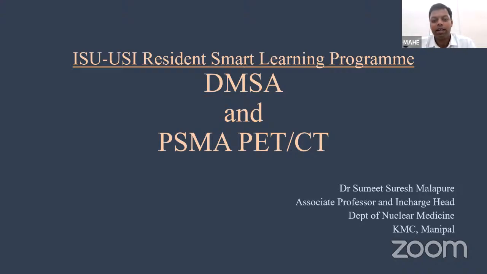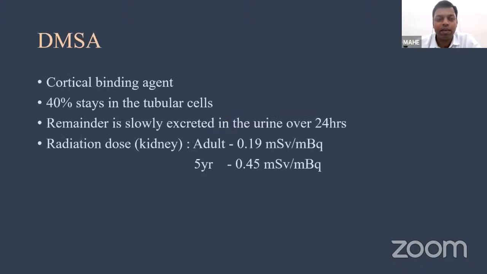So my topics are DMSA and PSMA PET-CT. The first is DMSA. As Dr. Murali told, it is dimercaptosuccinic acid. DMSA is a cortical binding agent. 40% of the injected activity actually stays in the tubular cells. Once it is injected, as you have seen in DTPA or EC, it does not excrete into the bladder. 40% of it stays within the kidney tubular cells, so after we inject, we have a good amount of time to image the entire kidneys.